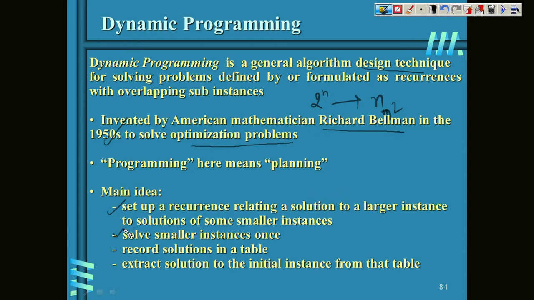So our main focus is to solve these smaller instances once, and then after solving them, keep these results in one memory area. So we are taking it as a table here. We will create one table at runtime, and in this table we will be storing these intermediate results. Then extract the solution to the initial instance from the table.